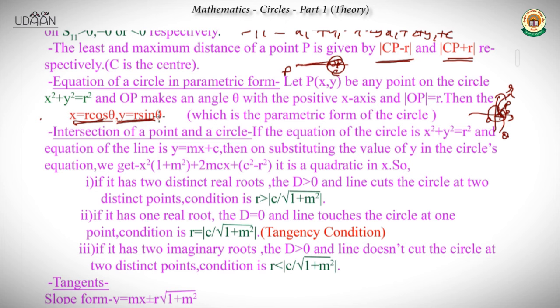Now, let us assume the intersection of a line and a circle. This is not a point; it's a line. So this is a circle. This is a line. Its equation is given as y equals mx plus c. And the circle's equation is given as x square plus y square equals r square.